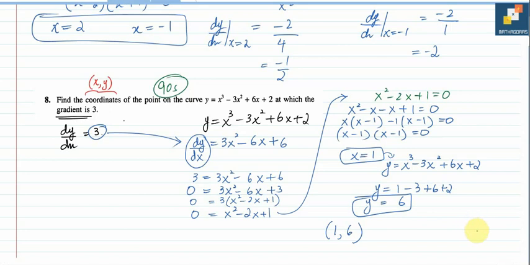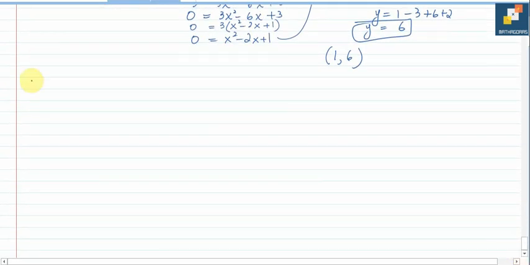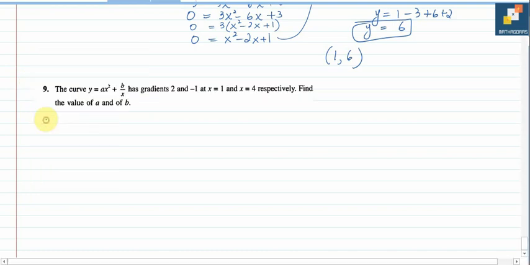Alright, moving on towards the next question. It's question number 9. The curve y equals ax square plus b over x, if I shift x in the numerator, so it's bx minus 1, has gradient 2 and minus 1. So basically you have the value of dy by dx at x equals 1 and 4.